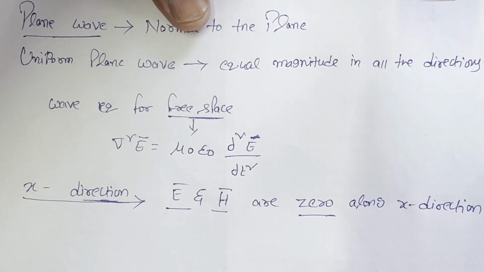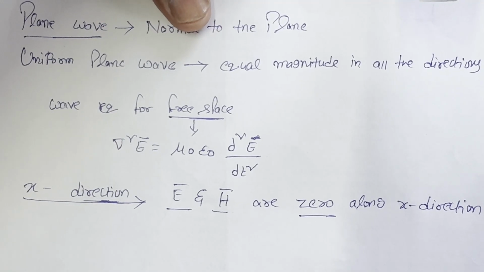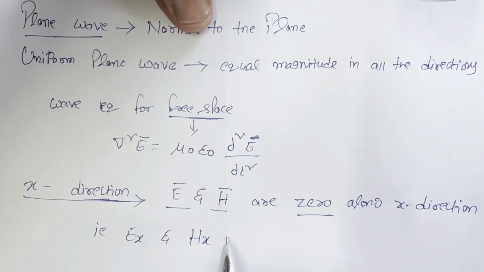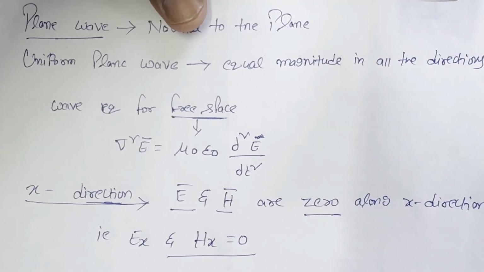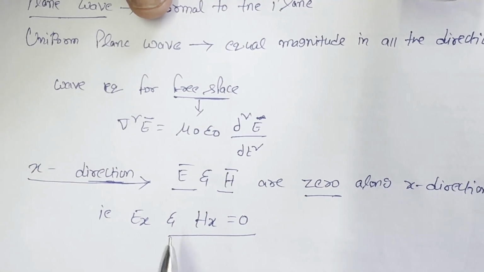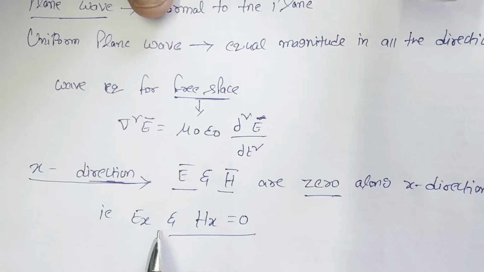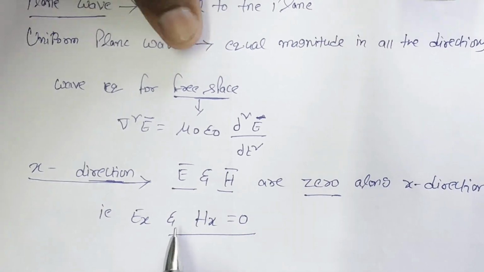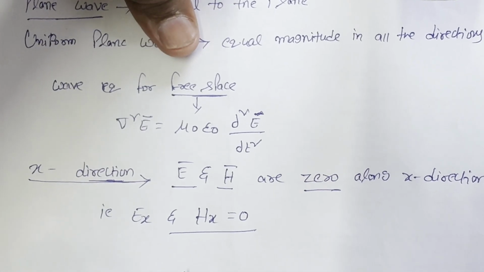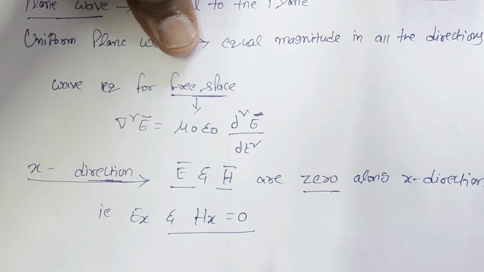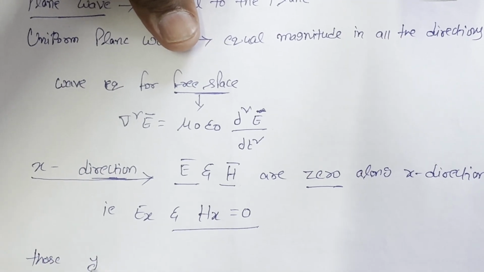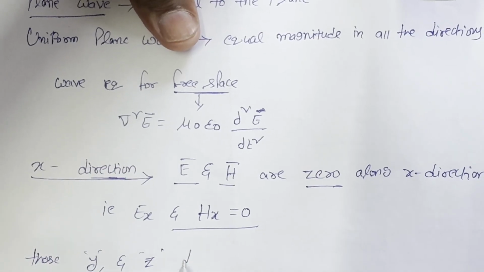That is, the values of Ex and Hx will become 0, that is, Ex and Hx equal to 0, because we are assuming that the wave is traveling along x direction. So those two components of electric and magnetic field intensities will become 0. This implies the fields have neither x component, so those fields can exist in y and z directions only.